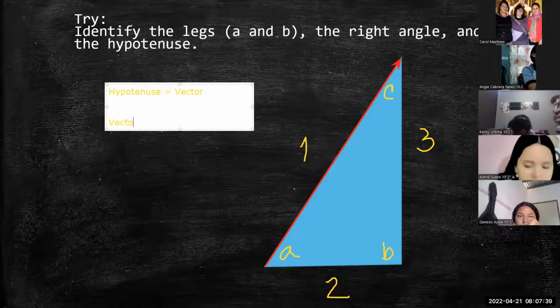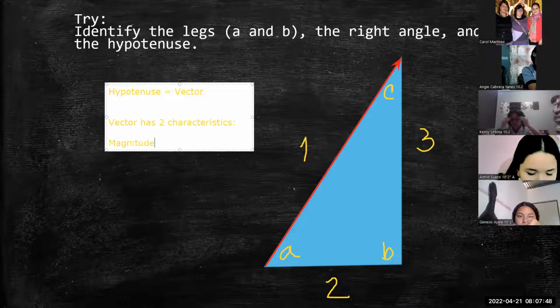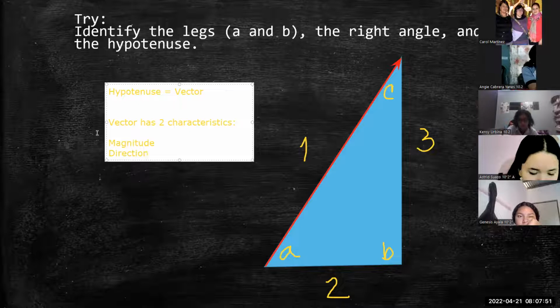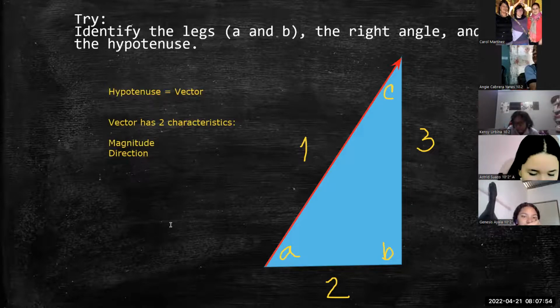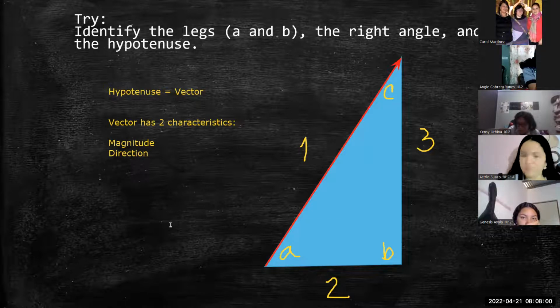Now, a vector has two characteristics. A vector has a magnitude and a vector has direction. The magnitude is the value of the hypotenuse. So if I say that the side 1 measures 10 meters per second, that is the magnitude, 10 meters per second. If I tell you that the hypotenuse measures 16 inches, then 16 inches is the magnitude.